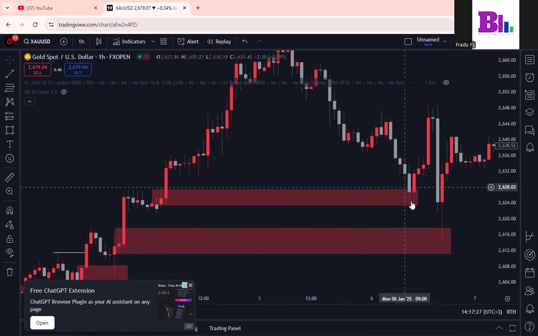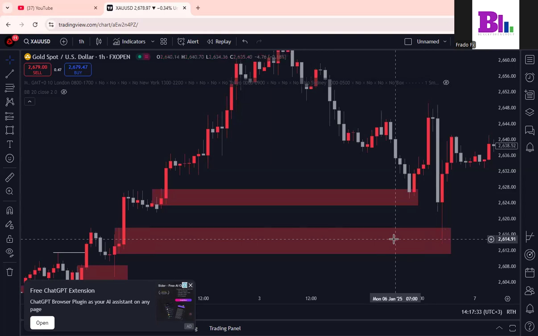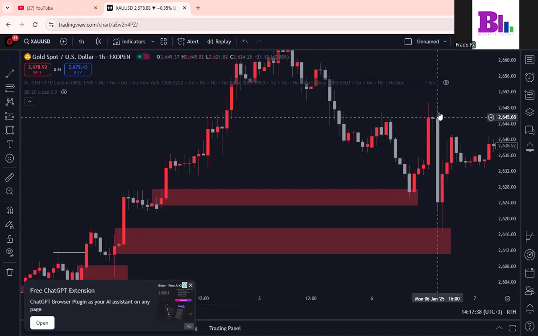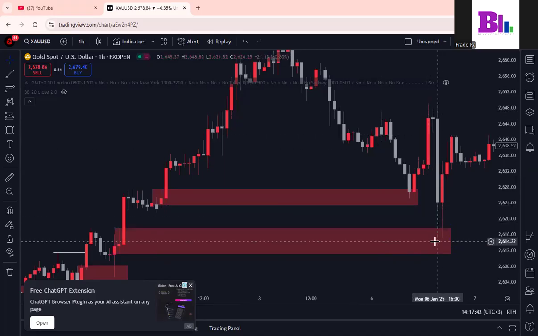That's why you can see when the price came down here, it went up. And because we still have another order block below, that means it was just doing a minor retracement there. You could take your profit here, then you could wait for the price to come down here. Okay.